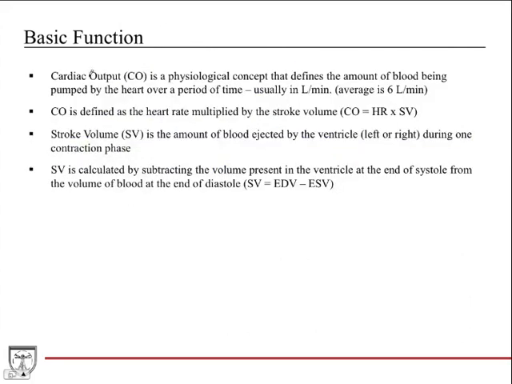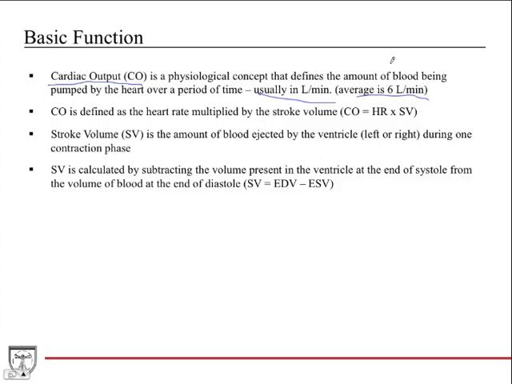So just a few basic terms. We're not going to get too into this. Again, this is not a physiology book, but just so you understand. Cardiac output, because you'll hear me talk about this, especially in the clinical pearls section, is a physiological concept that defines the amount of blood being pumped by the heart over a period of time. It's usually liters per minute. The average person is 6 liters per minute. So what does that mean? Normal cardiac function is pumping 6 liters of blood per minute.